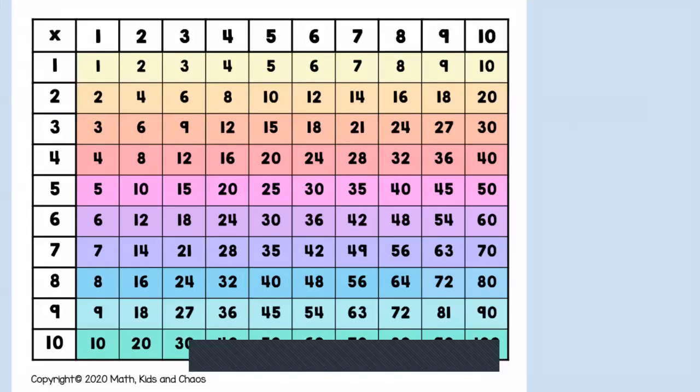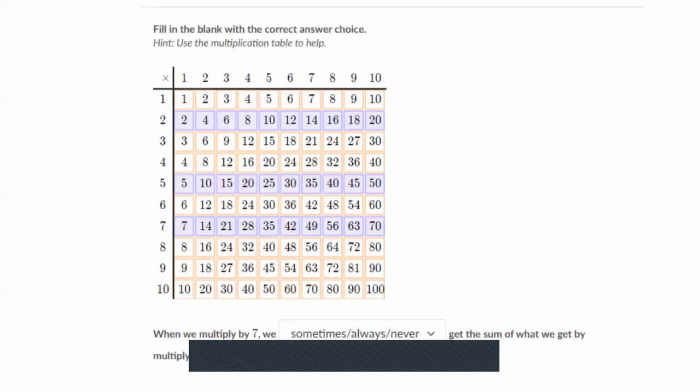What other patterns can you find in the multiplication chart? There's so many. I'm sure there's tons that I haven't found that you could find, and I want to find more. So as you're going through today's Khan Academy, use your multiplication chart to help you find the patterns it's asking you about. So it will ask you things like, when we multiply by 7, we sometimes, always, or never get the sum of what we get when we multiply, I can't see what it says, but I think by 2 and 5.